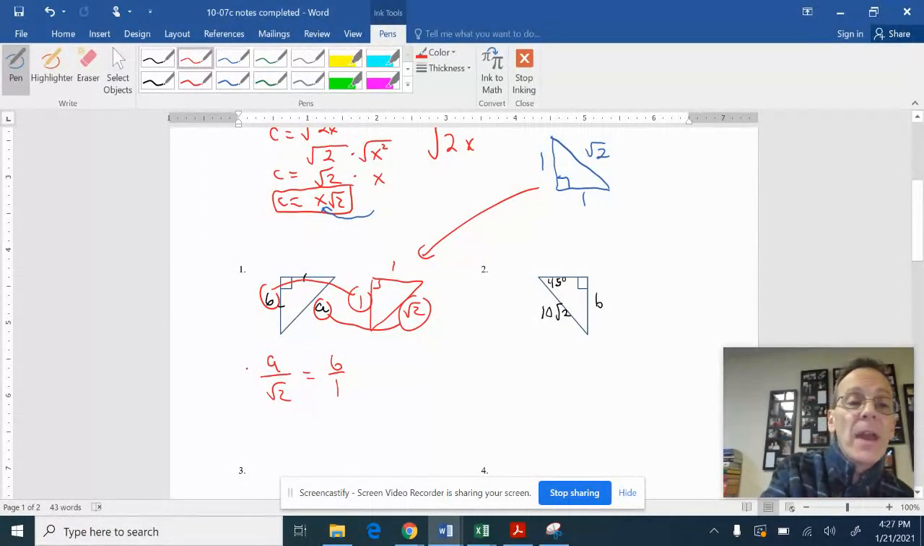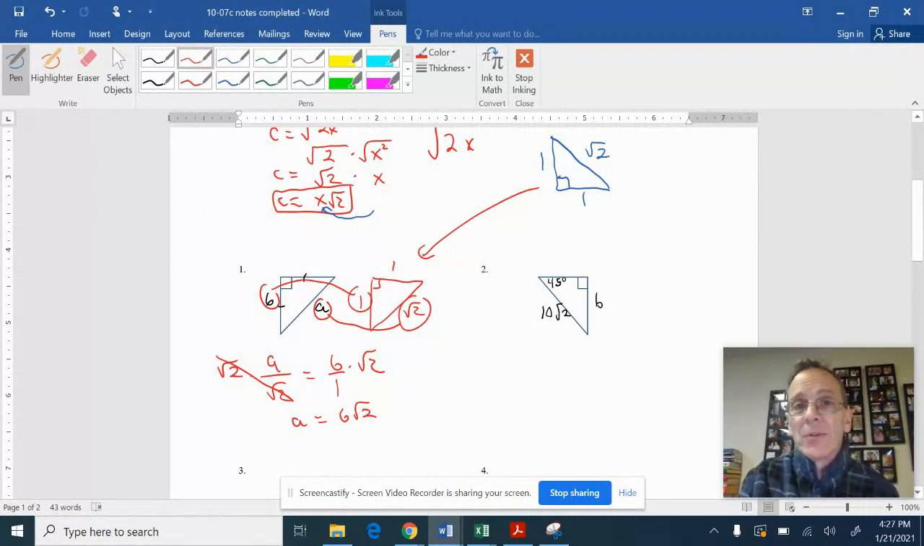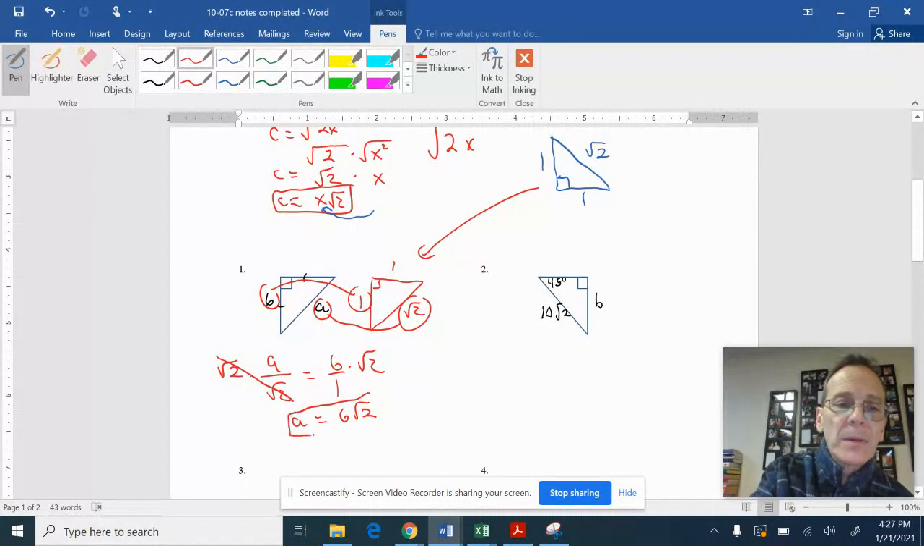Solving for A could hardly be any easier. Multiply both sides by radical 2. Cancels out the division there. And A is equal to 6 radical 2. Please do not write 6 radical 2 over 1. We don't need the over 1. That's not simplified if you put over 1. Okay, so there's the length of A.